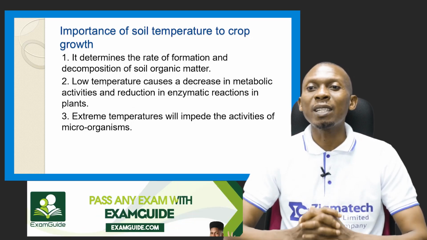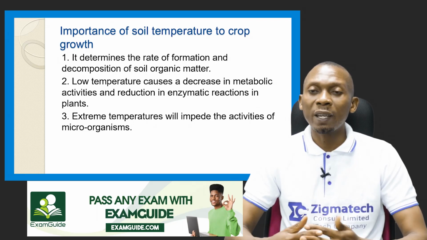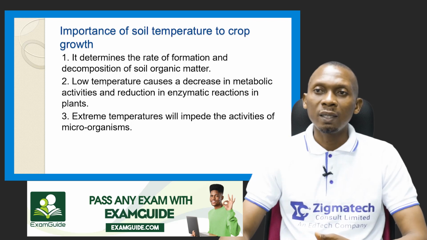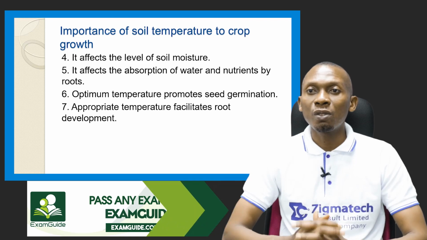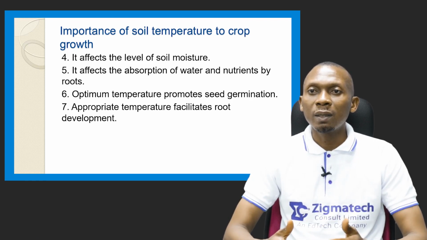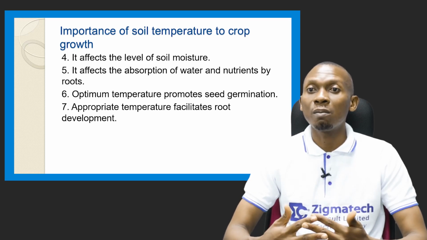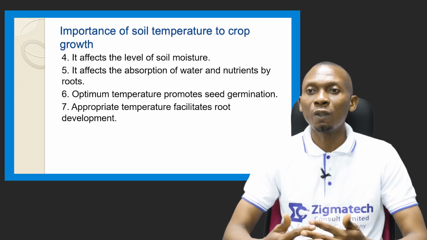Now, when the temperature is extreme, that is excess, certain activities of microorganisms are also affected. It can also affect the level of soil moisture. Remember, when the temperature is intense or extreme, evaporation will take place more and faster, leading to loss of moisture, which is needed for plant growth.